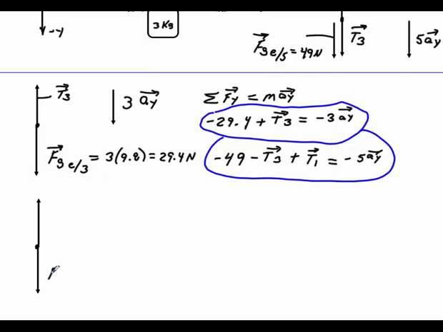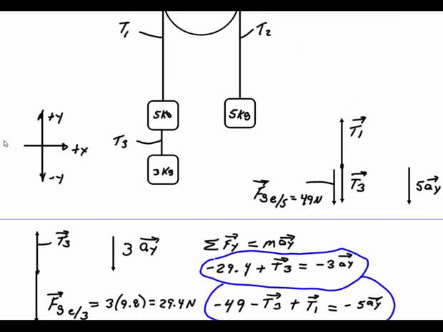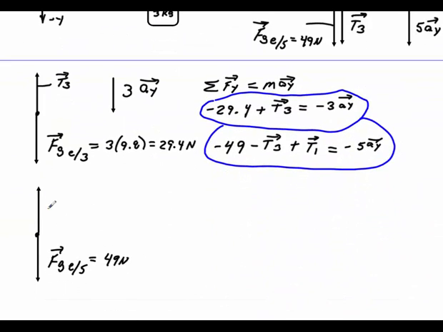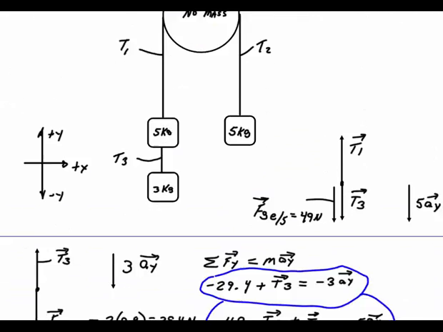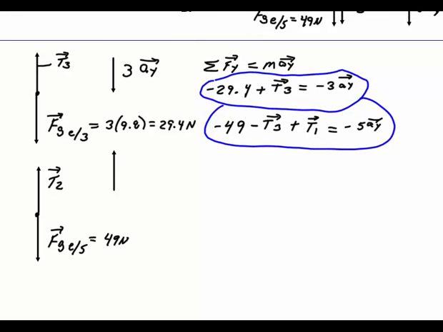I will have the force of gravity of the Earth onto the 5. Again, we know that that's going to be 49 newtons. This will be T2. And again, we know that we've assumed it's going to accelerate up based upon what we did up here. By this going this way, the acceleration will be up, and that will be 5 times AY.